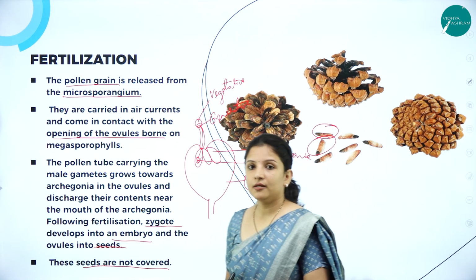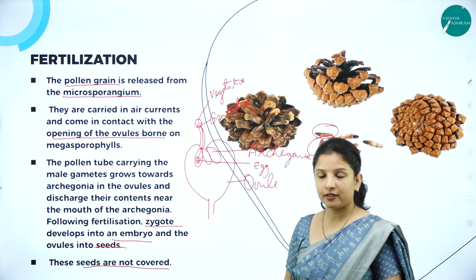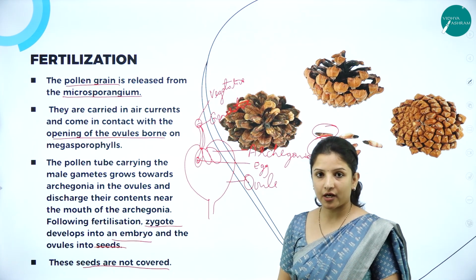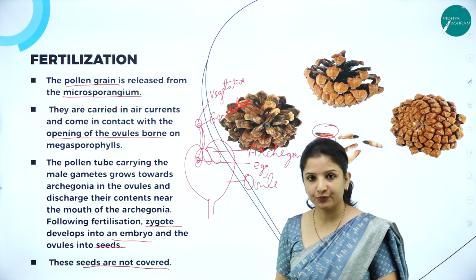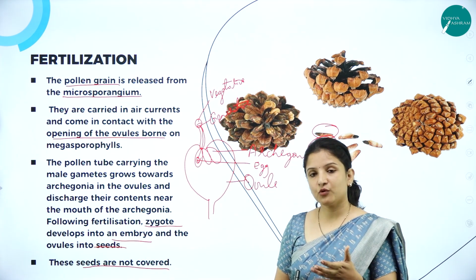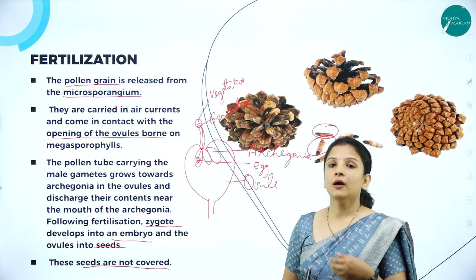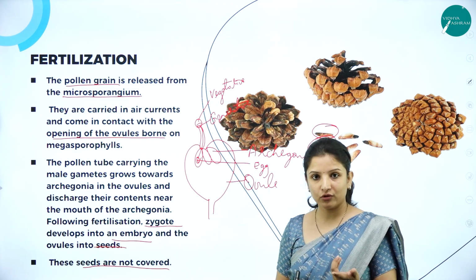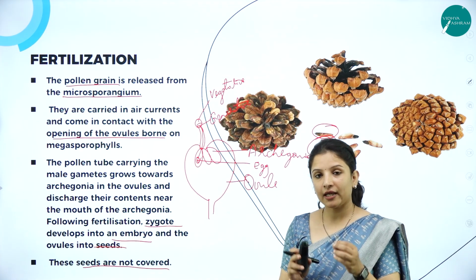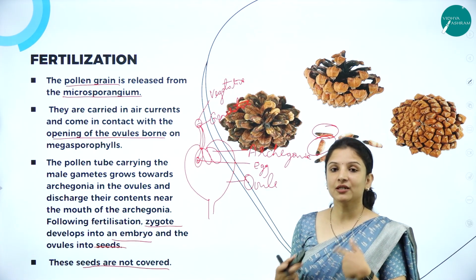So we know that the microsporangia produce the microspores. The microspores will develop into the male gametophyte, that is the pollen grain, and in the pollen grain the generative cells will produce the male gamete.